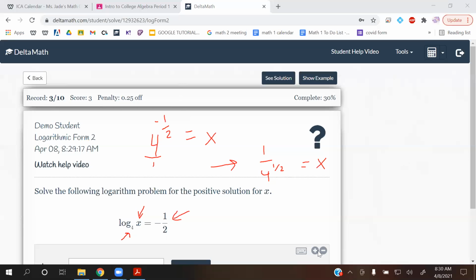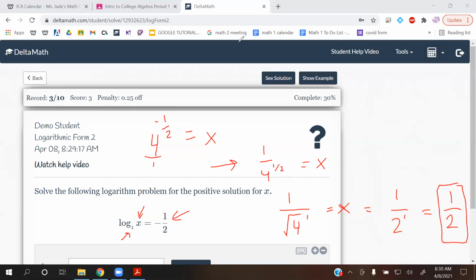Okay, and so let's deal with the fact that it is divided by 2. Divided by 2 in the exponent means you are doing a square root. So this is going to be 1 over the square root of 4 to the power of 1. And then, what is the square root of 4? The square root of 4 is just 2. So x is equal to 1 over 2 to the power of 1. But we know that anything to the power of 1 is itself. So this is 1 over 2, final answer right here.